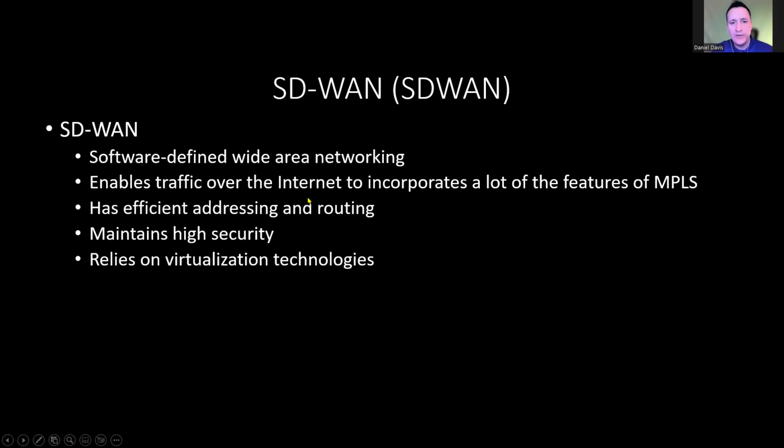This enables traffic over the internet to incorporate a lot of the features of MPLS. It has efficient addressing and routing, maintains high security, and it relies on virtualization technology. So that is SD-WANs in short. We're going to talk more about these later on in the textbook, so we're not going to go into a ton of depth on that right now.